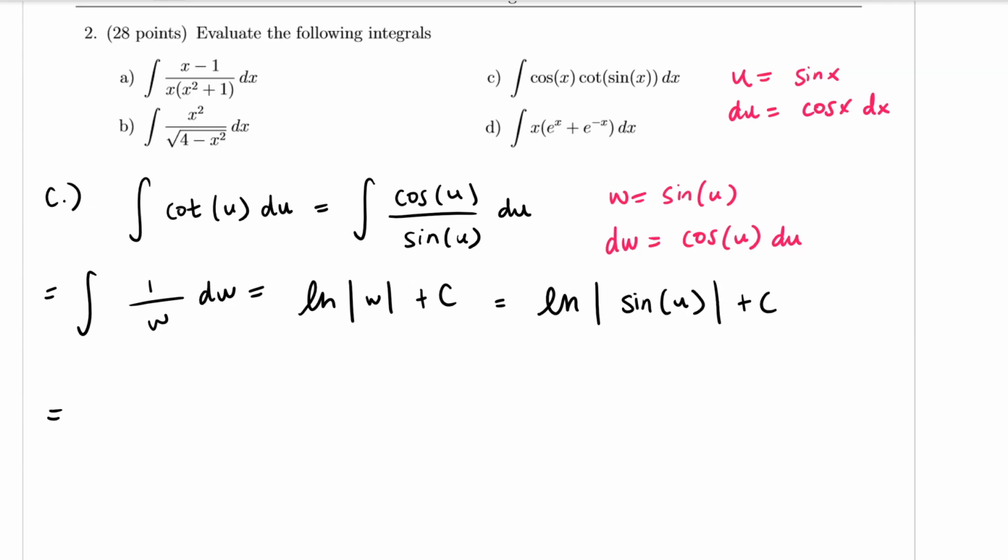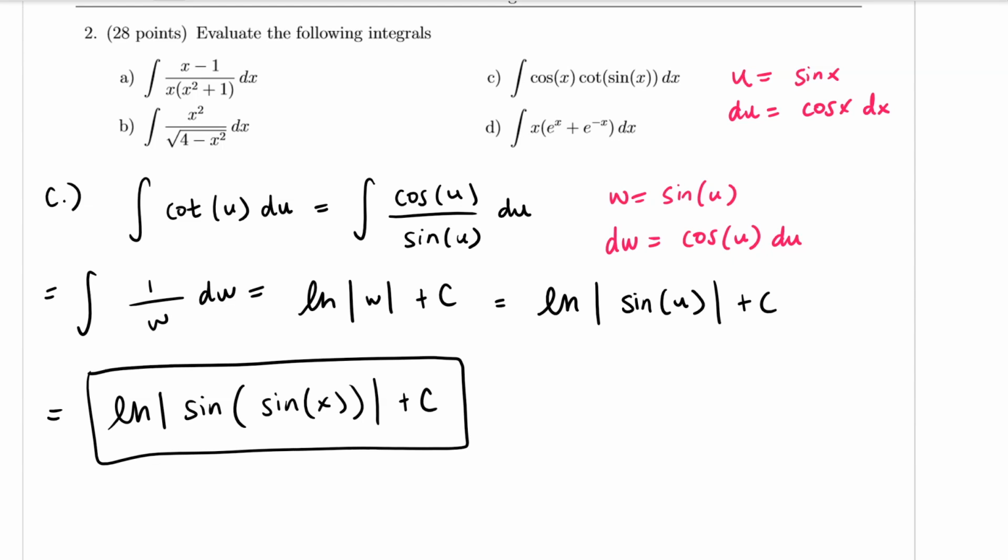And then from earlier, we know that u is equal to sine of x. So finally, we'll get the natural log of the absolute value of sine of sine of x plus our constant of integration. And there's our answer for part C.